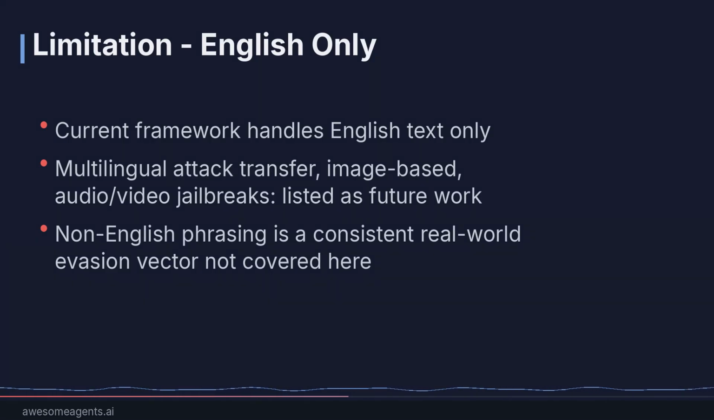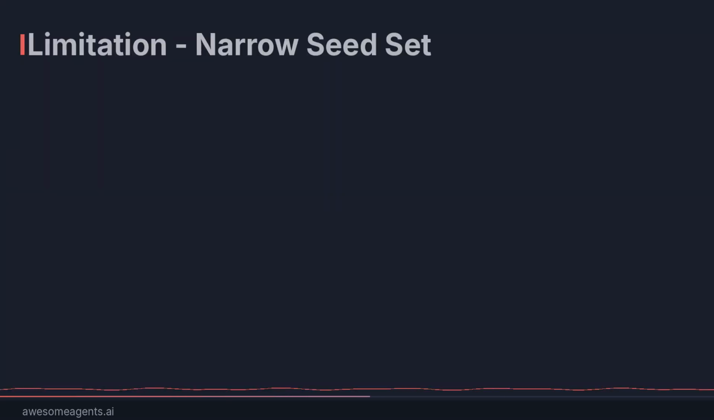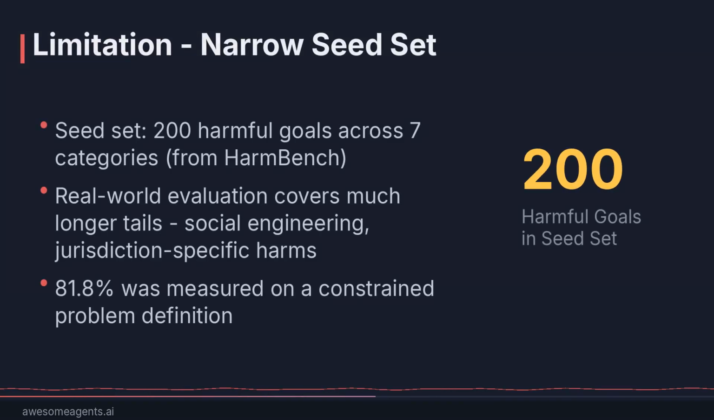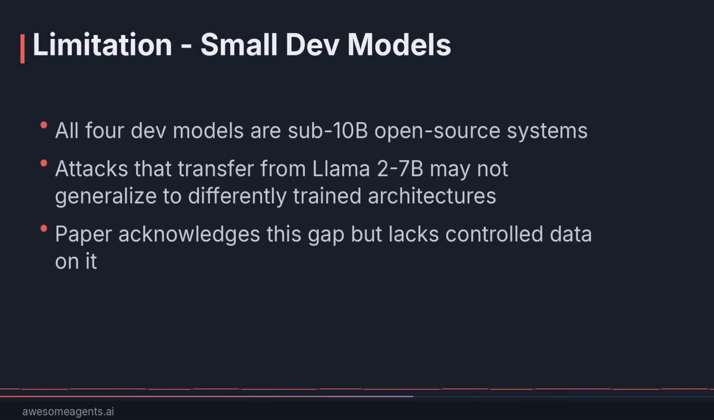I want to push on something though. What are the real limitations here? A few that matter. The first one is English only. Multilingual jailbreaks are a serious real-world attack vector, and they're completely outside scope. The paper lists it as future work. And I noticed the seed set is pretty narrow, just 200 goals. Right, 200 harmful goals across 7 categories. That's enough to show the concept, but real adversarial evaluation covers much longer tails: social engineering, jurisdiction-specific harms, subtly misleading outputs. What about the dev models?